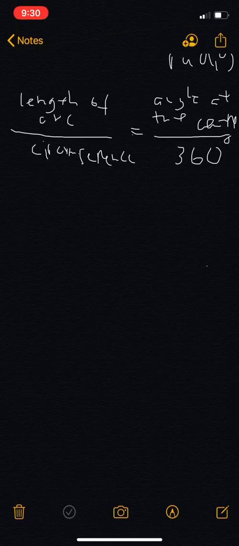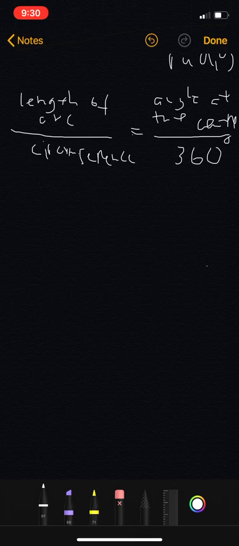Basically this is the formula. The length of arc over the circumference is equal to the angle at the center over 360 degrees. Now I would like to ask you why the length of arc is over the circumference, because sometimes we might forget this formula.